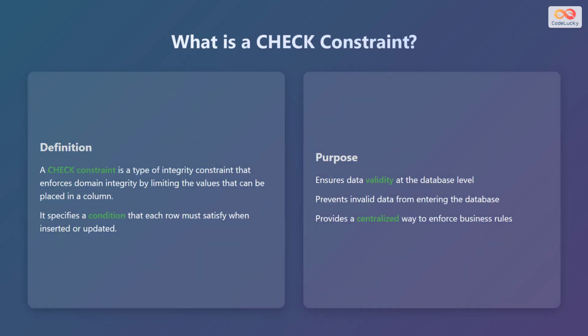A check constraint is a type of integrity constraint that enforces domain integrity by limiting the values that can be placed in a column. It specifies a condition that each row must satisfy when inserted or updated. The purpose of a check constraint is to ensure data validity at the database level. It prevents invalid data from entering the database and provides a centralized way to enforce business rules. In simpler terms, it's like setting a rule for what kind of data is allowed in a particular column. For instance, you might use a check constraint to ensure that all ages entered in a database are above 18.